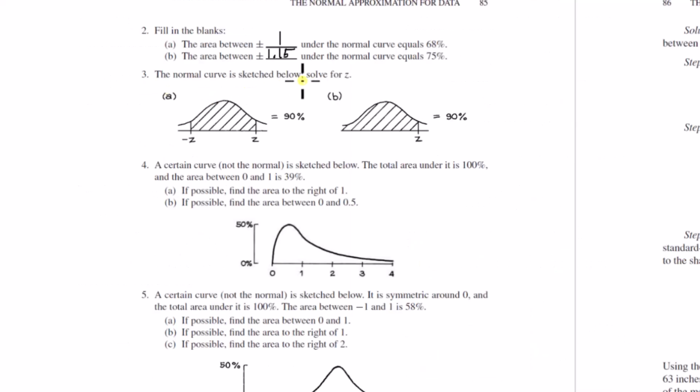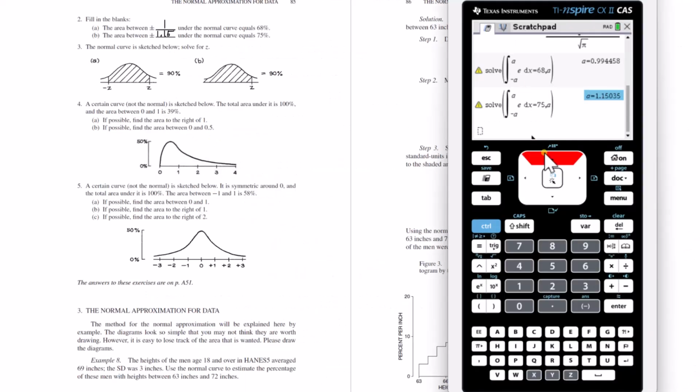The normal curve is sketched below. Solve for Z. Okay, we just did this. Just change this to 90.